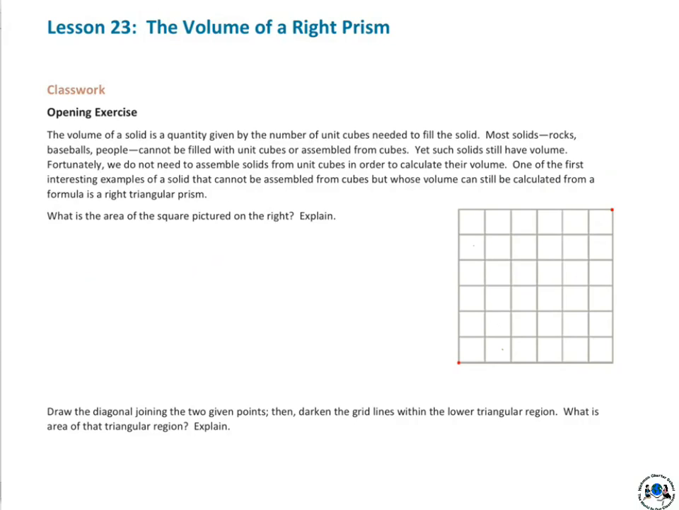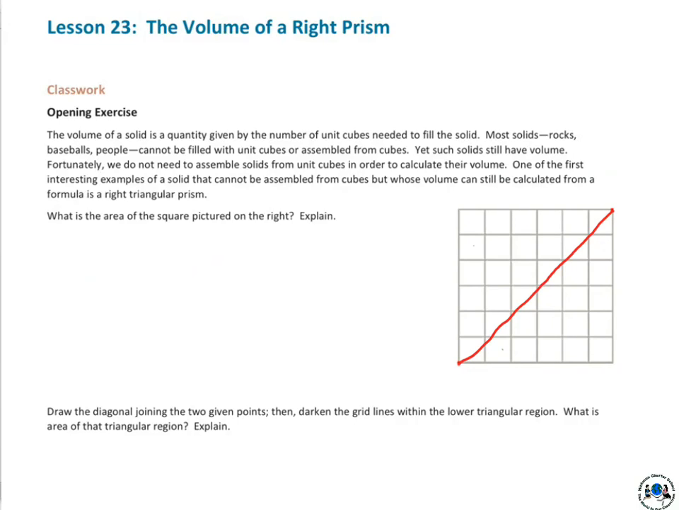Next, we're asked to draw the diagonal joining the two given points. You see those two, they're red on my sheet here, and they're probably just two black or gray dots on your page. Draw the diagonal joining the two given points, then darken the grid lines within the lower triangular region.